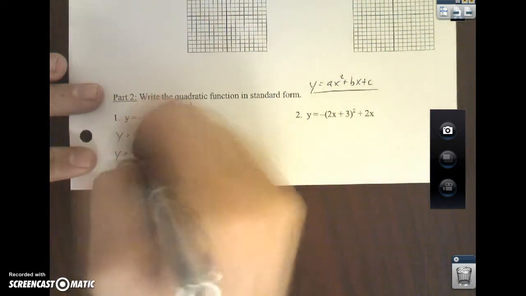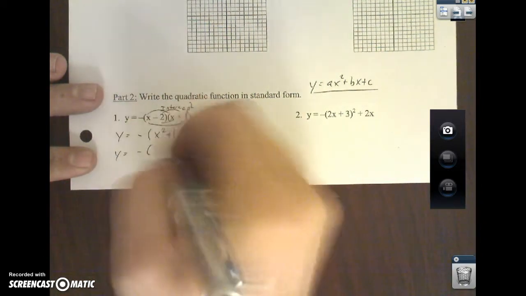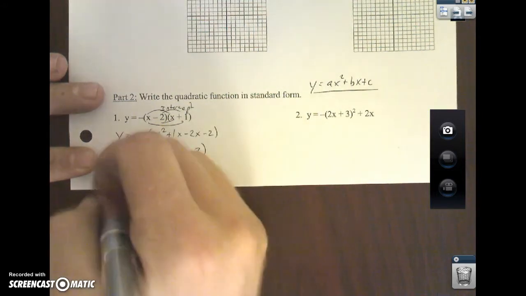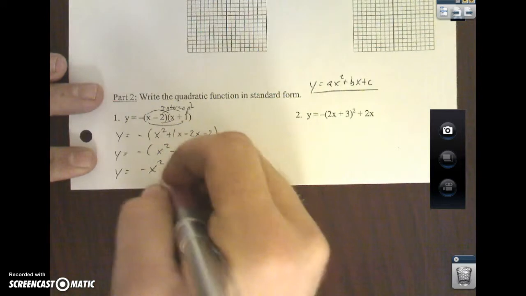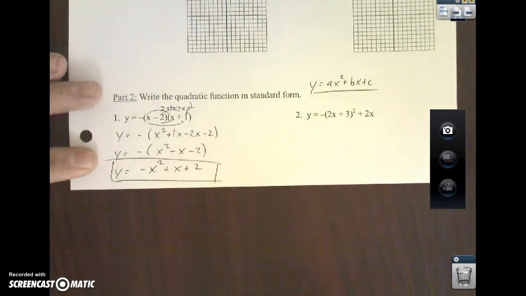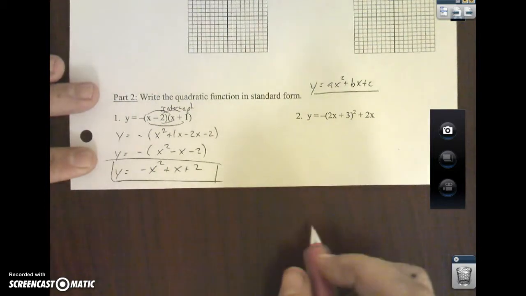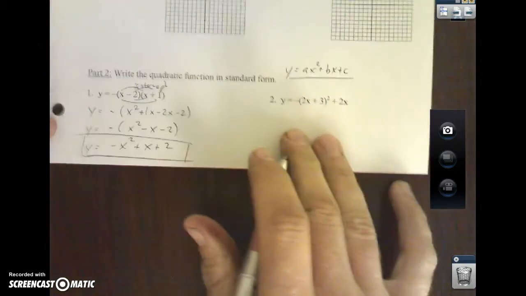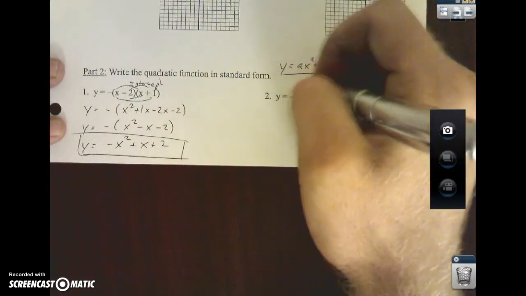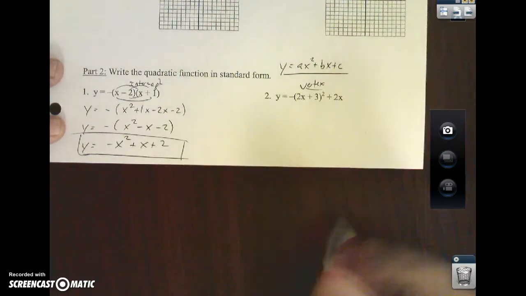So now I can clean this up. I get negative x squared minus x minus 2. And notice it's all in parentheses still. Finally, I can distribute that negative sign in to get my standard form, which is y equals negative x squared plus x plus 2. Okay? Wonderful. Now for part 2, the last one was intercept form, this is in vertex form. But the same principle basically is here.